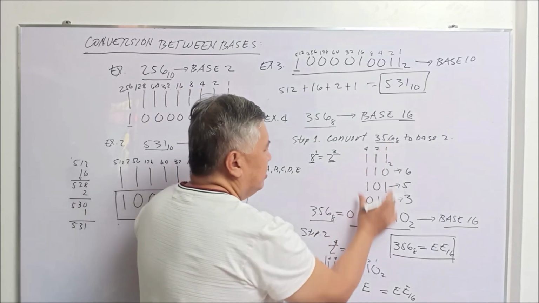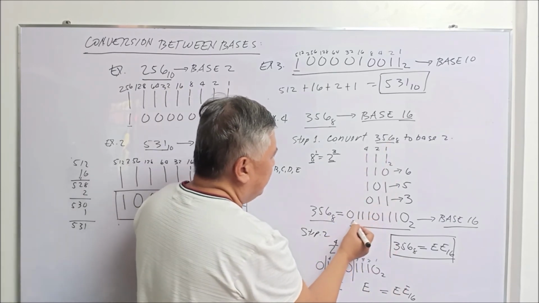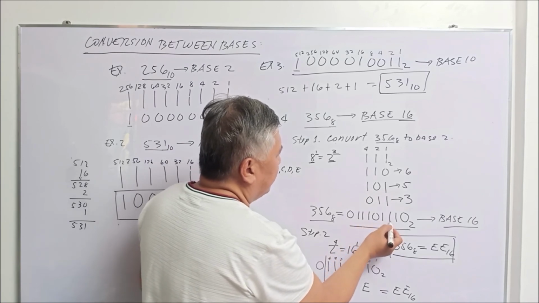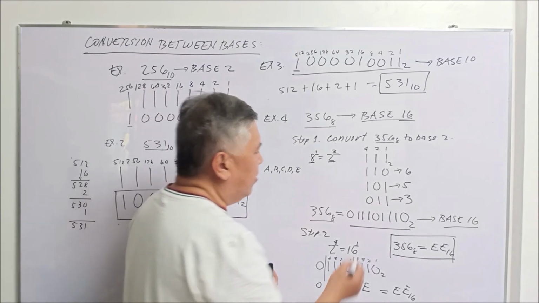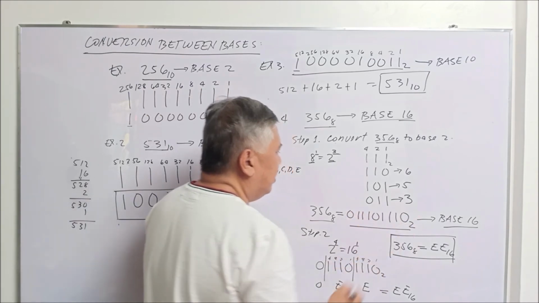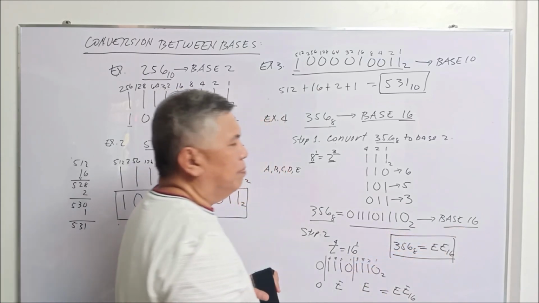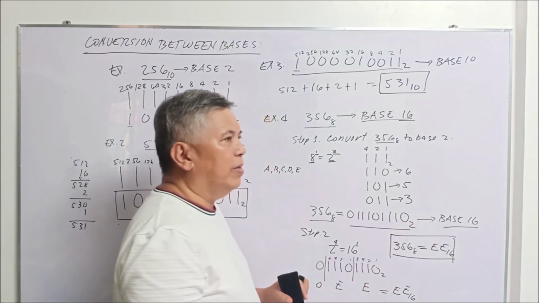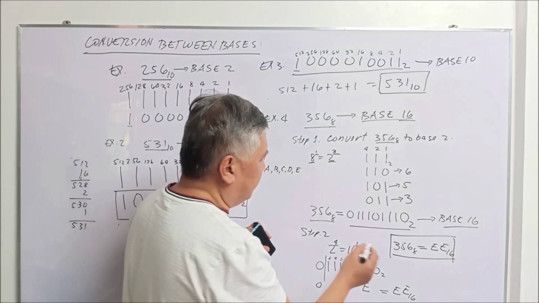Then just combine them together. You will have 0, 1, 1 for 3, 1, 0, 1 for 5, and 1, 1, 0 for 6. Okay. Now, once the binary number is obtained, we can obtain the hexadecimal equivalent of this binary number. And which is what?